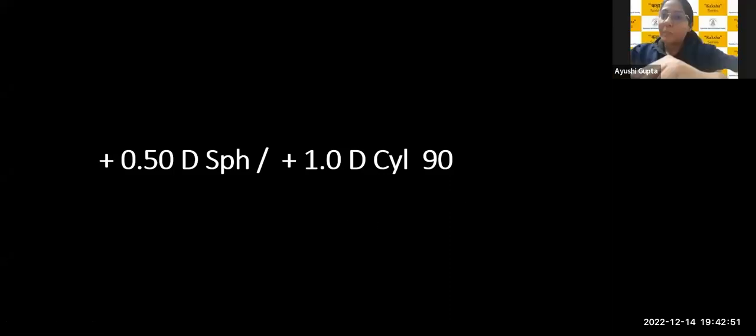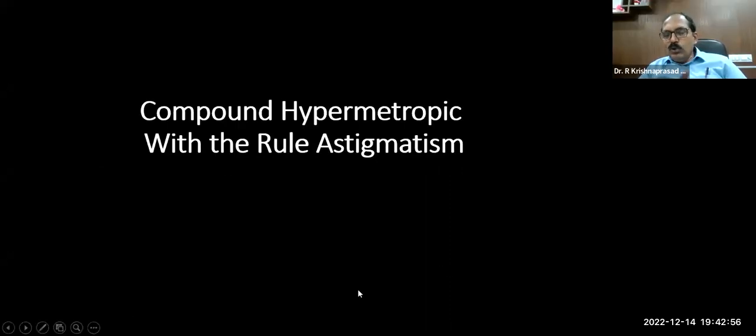As far as with the rule or against the rule is concerned, you need to understand minus cylinder at 180 and plus cylinder at 90 becomes with the rule. You get the point? So yes, minus at 180, plus at 90. So what is this, Dr. Aishi? So compound hyperopic with the rule astigmatism. Exactly. So this is with the rule astigmatism. So you can remember one and try to figure out the other. So minus cylinder at 180, which is also equal to plus cylinder at 90, is with the rule. So you need to write in the exam compound hypermetropic astigmatism with the rule astigmatism.